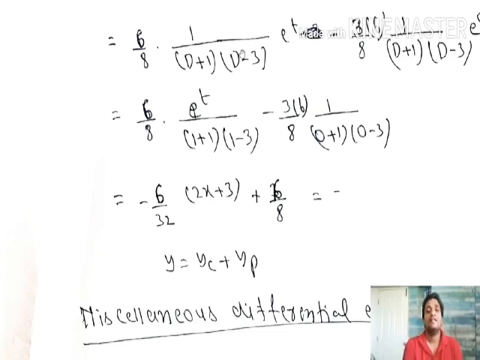Instead of d1, we have to substitute a value, it is 1 value. So 1 plus 1, 1 minus 3 minus 3 into 6 by 8. Instead of d1, we have to substitute 0. 0 plus 1, 0 minus 3. So if I simplify, I will get this value. Okay, this is y is equal to yc plus y.